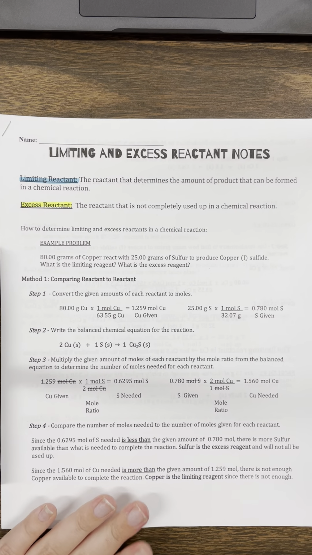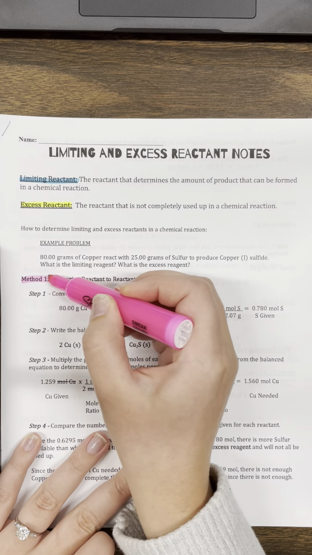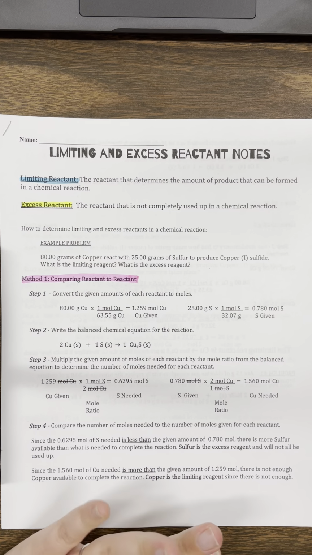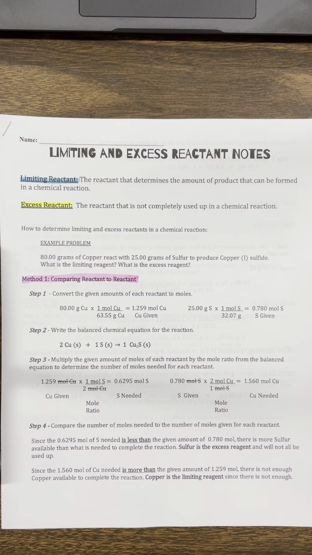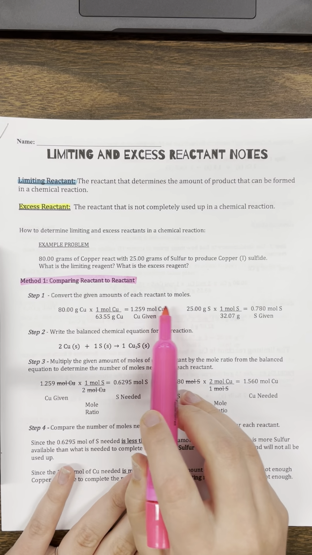Method 1, you're going to be comparing reactant to reactant. Now, I personally don't love this method. It's a little less work-ish, but I'm going to show it to you anyways so you can make an informed decision. So our first step here is to convert the given amounts of each reactant to moles.